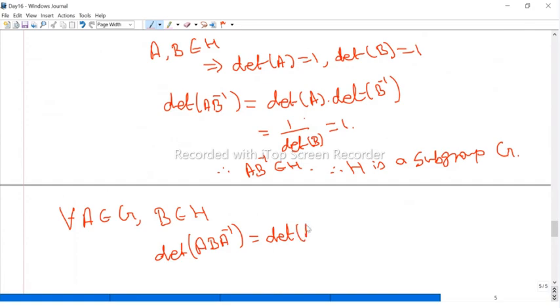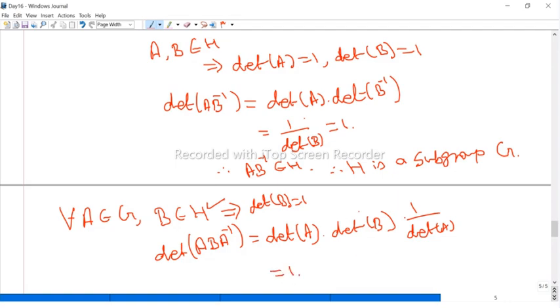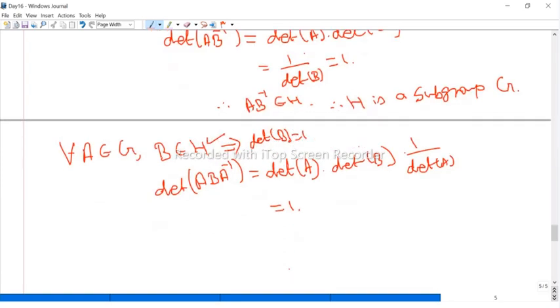This is the determinant of A times determinant of B times determinant of A inverse, but determinant of A inverse is nothing but 1 by determinant of A. Since determinant of A is a non-zero number, we can cancel determinant of A. Since we take B from H, the determinant of B should be 1. Therefore the determinant of A B A inverse is 1, and by the definition of H, A B A inverse is in H.